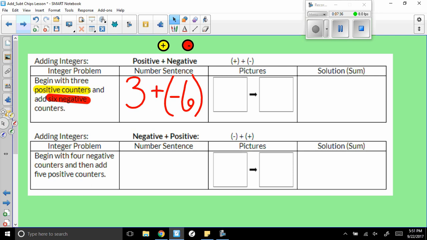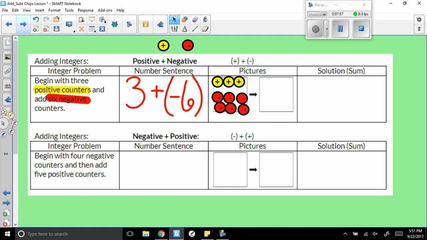So as I pull over these chips, I've got to make sure that I'm using yellows for my positive and reds for my negatives. And if you have different colors in your key, that's fine. Just make sure that you're clear. Or if you're drawing these circles in your notes, you've got to make sure you have that plus or that minus so I know which one's which.